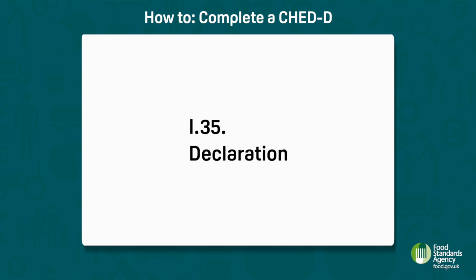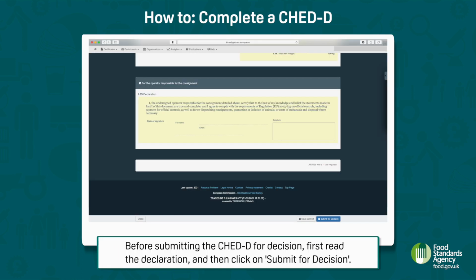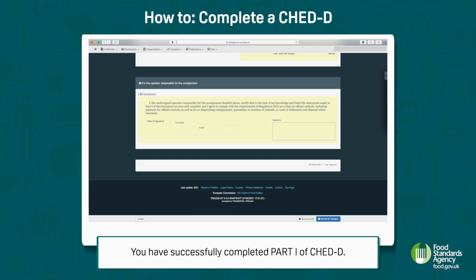I-35. Declaration. Before submitting the CHED for decision, first read the declaration and then click on Submit for decision. If all boxes and fields have been completed correctly, the message Submitted for Decision will appear. If some of the boxes have been completed incorrectly, an error message will appear at the bottom of the page. You have successfully completed Part 1 of CHED D.